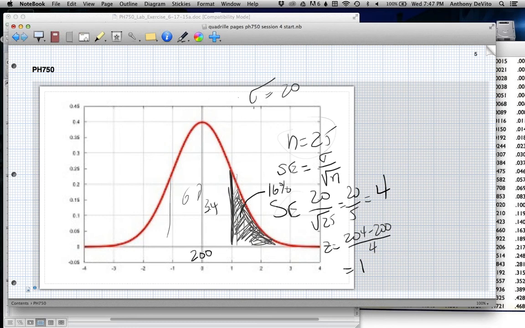0.16. Okay? See the difference here? We're applying the same rules, except now we're using the standard error to predict what the samples are going to do, rather than using the standard deviation to predict where any individual would be. Okay, now let's take the next part of this.